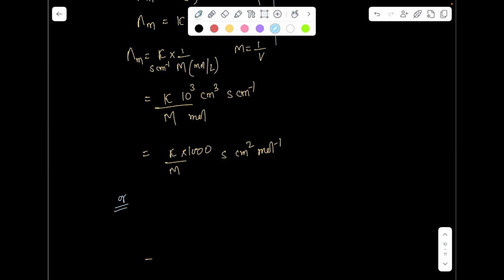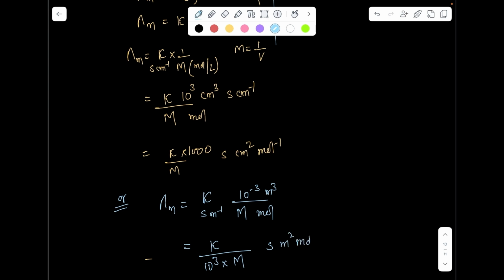And if we are converting, that molar conductivity would be equal to kappa Siemens meter square, then we will write that 1 upon molarity, moles per liter, 10 to the power minus 3 meter cube moles. So we will get the kappa 10 to the power 3 into molarity. Here the unit is Siemens meter square mole.